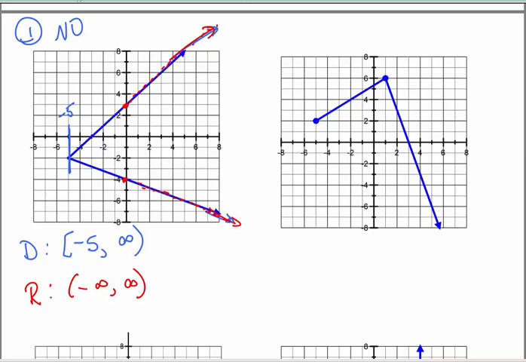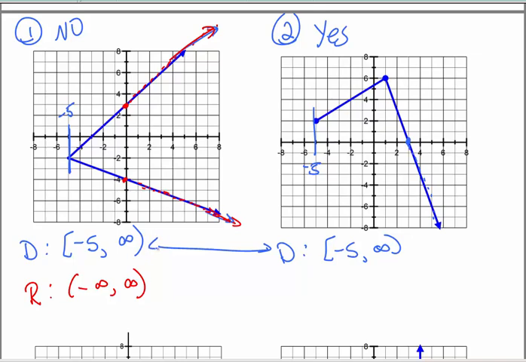Let's look at number 2. Is that a function? Yes, it is. It passes the vertical line test. Now we have the domain. Again, how far left? Well, I guess we're stuck at -5. And how far right? Do we stop here? No, because it keeps going. Even though it's going down, it's also going out to the right. So we go from -5 to infinity. So notice these have the same domain, but you certainly have a very different graph.